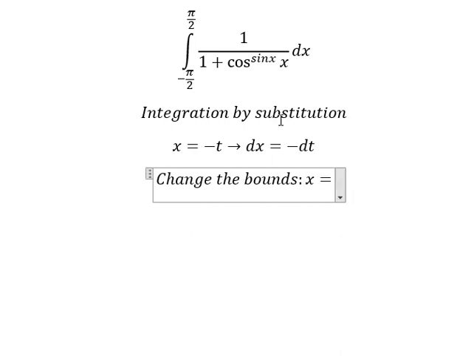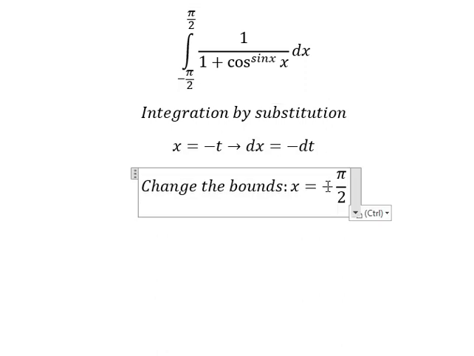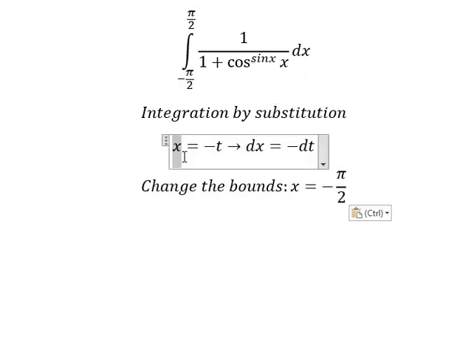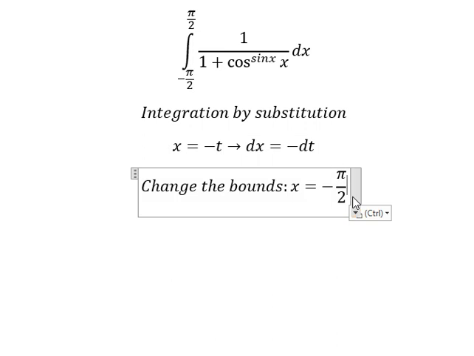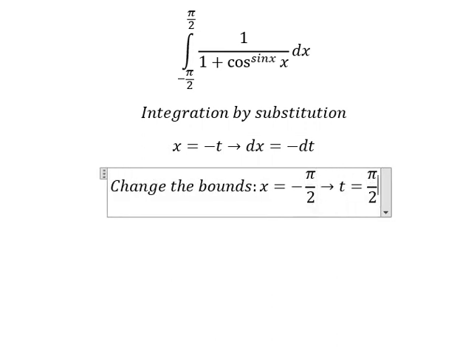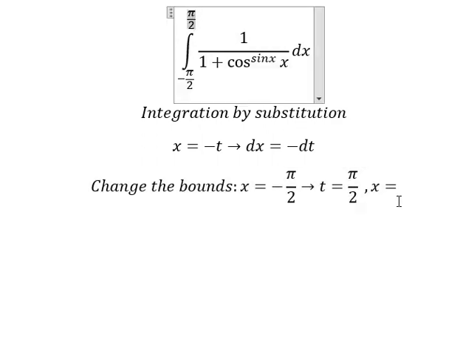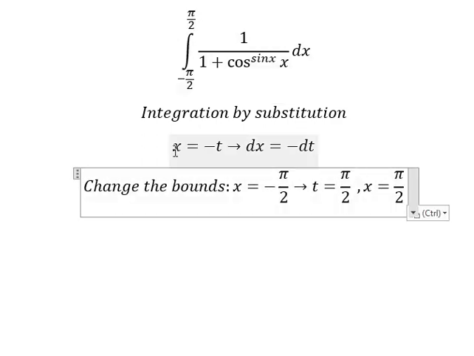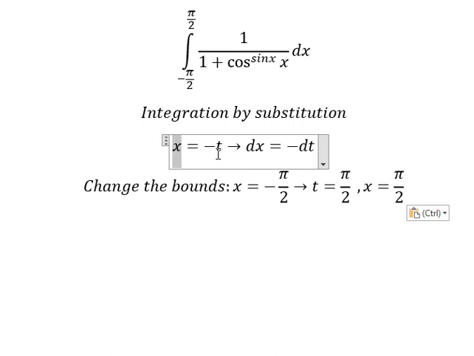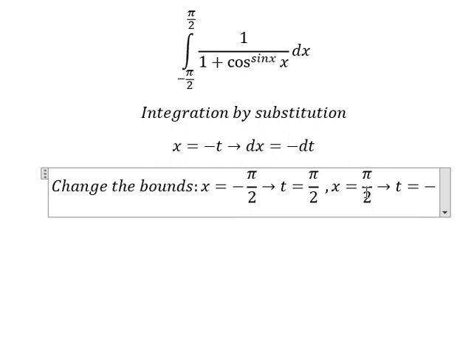When s equals negative b over 2, I will put this one here to find the value of t. So t equals b over 2. When s equals b over 2, I will put this one here to find the value of t. So t equals negative b over 2.